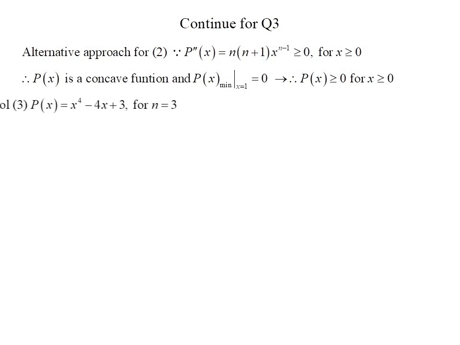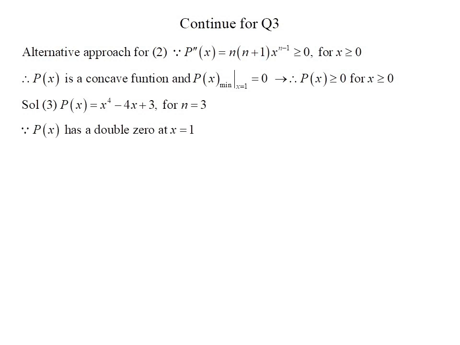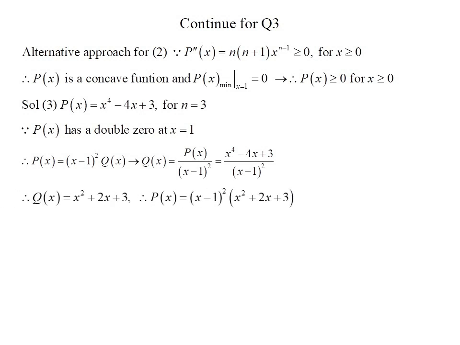As for question 3, since n is 3, the polynomial function becomes x to the power of 4 minus 4x plus 3. As we know that the polynomial p(x) has a double zero at x equals 1, p(x) can be expressed as (x minus 1) squared multiplied by another quadratic factor q(x). Hence q(x) can be obtained by a long division of p(x) divided by (x minus 1) squared, which is x squared plus 2x plus 3.